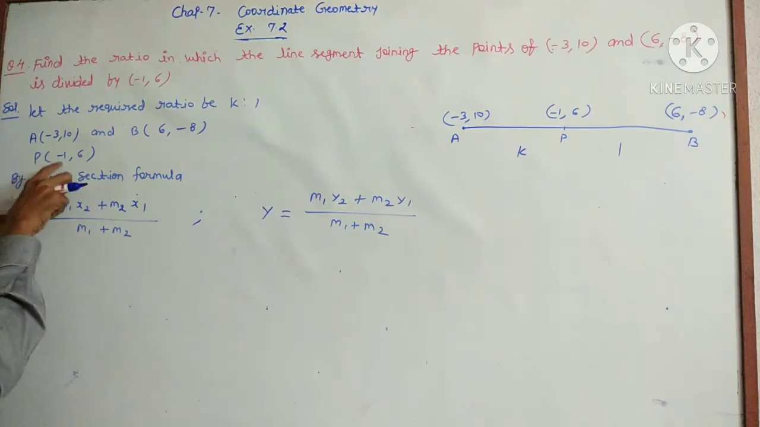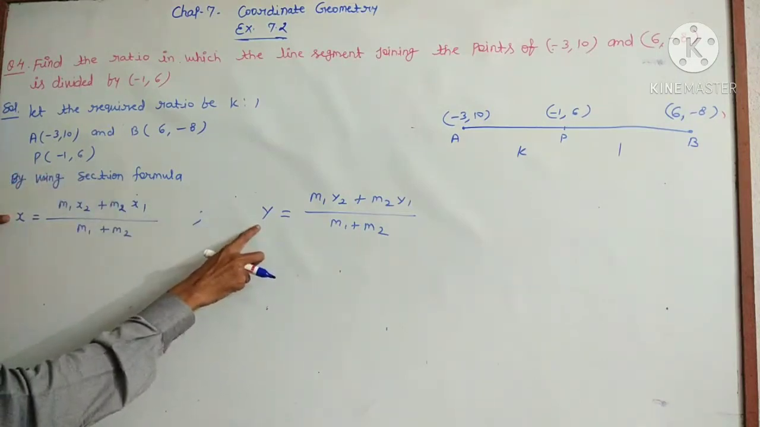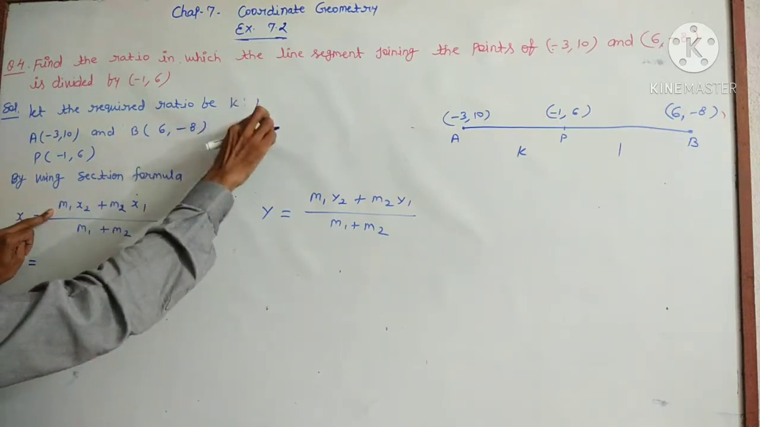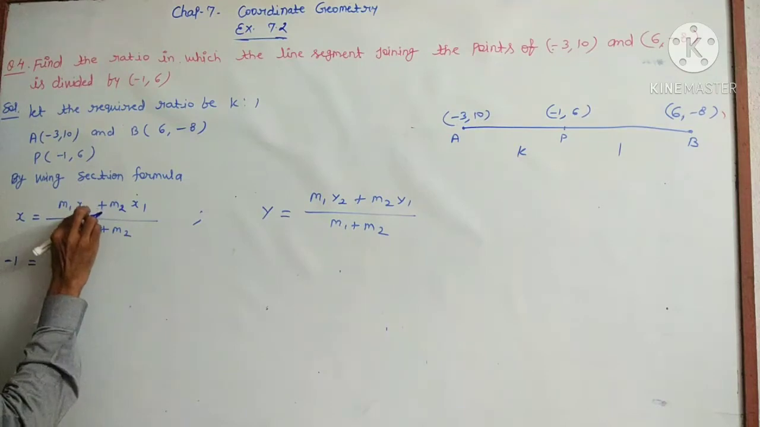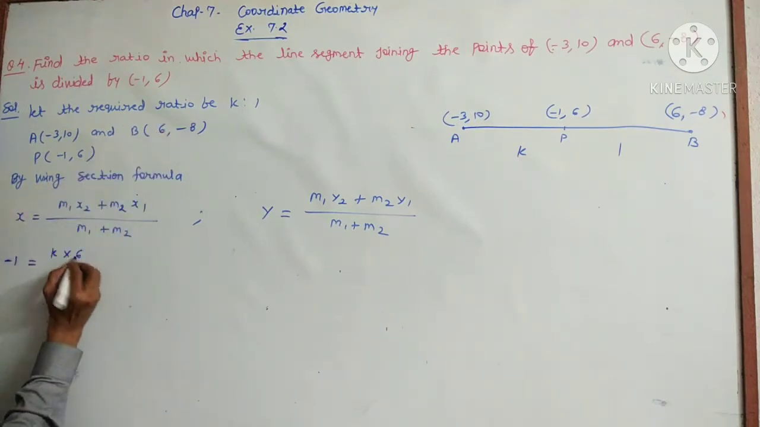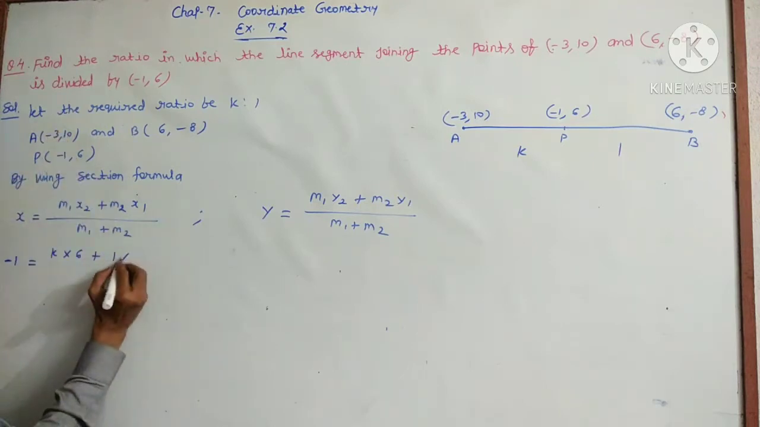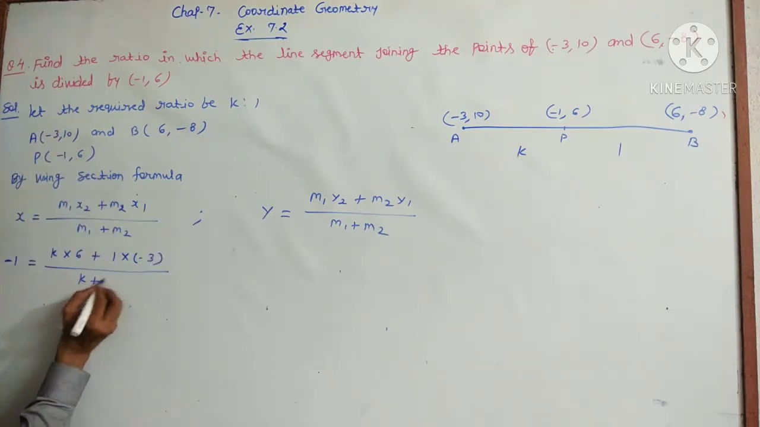That means the value of x is -1 and y equals 6. So you have to put x as -1. m1 means k, and m2 means 1. So k multiplied by x2, the second value, k into 6, plus m2 which is 1, the x1 value, into -3, upon m1 plus m2, k plus 1.